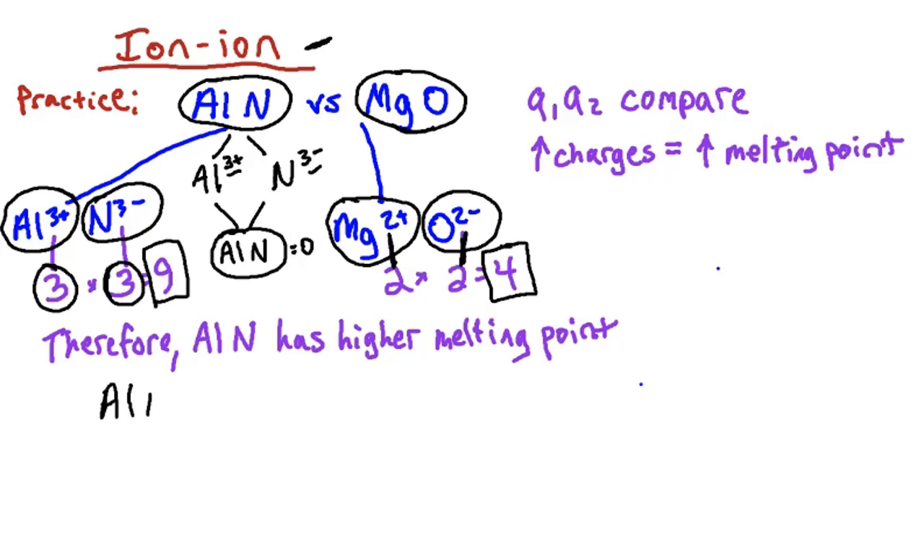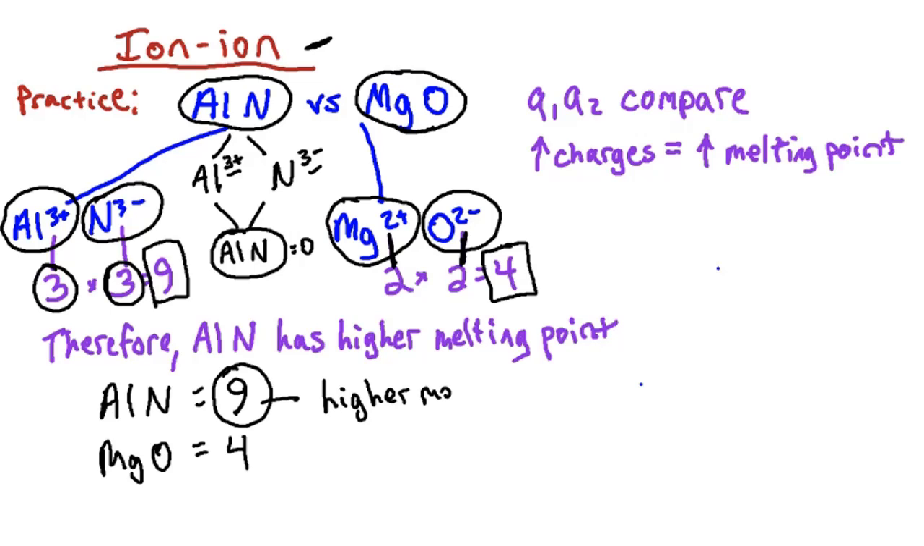So aluminum nitride, if you multiply their charges together, you get 9, and magnesium oxide, if you multiply those charges together, you get 4. So the one with the higher number, when you multiply the charges together, that's going to be the higher melting point. So we can also say the higher boiling point. Same thing, higher boiling point, higher melting point.